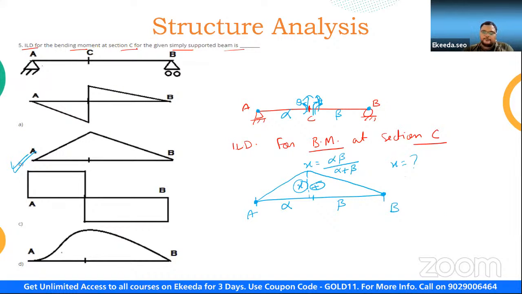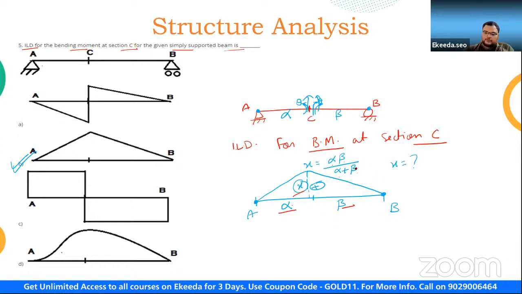See here, I have told you that let us say this value is alpha, this value is beta, and let us say this value is x. So this x is how much? This into this upon this plus this. This x is how much? Alpha into beta upon alpha plus beta.